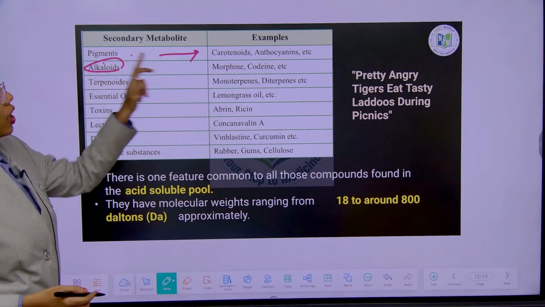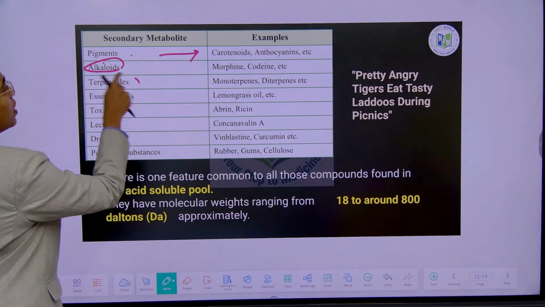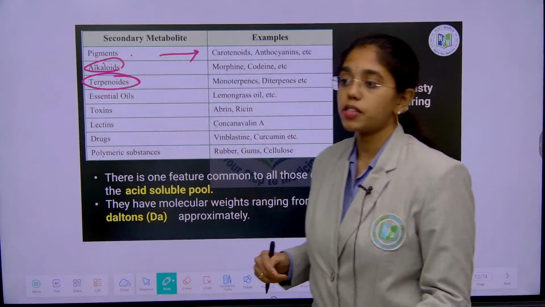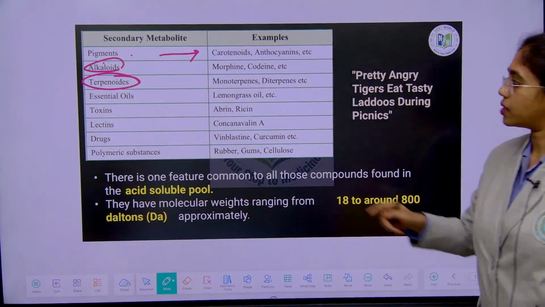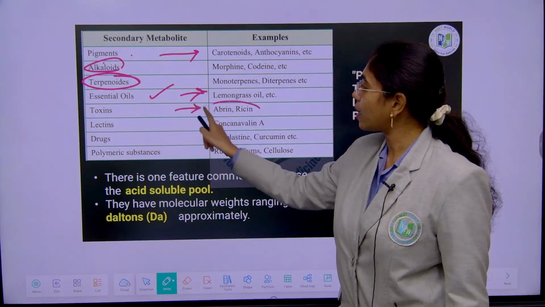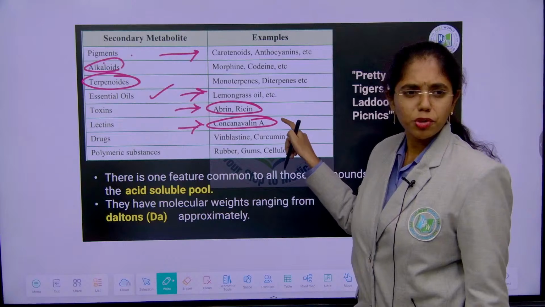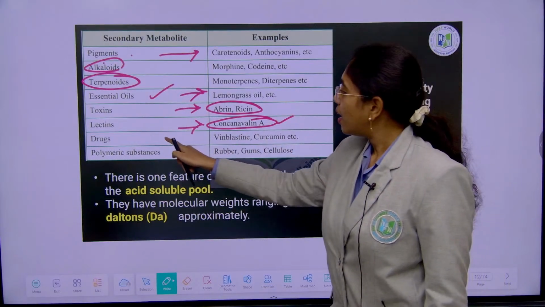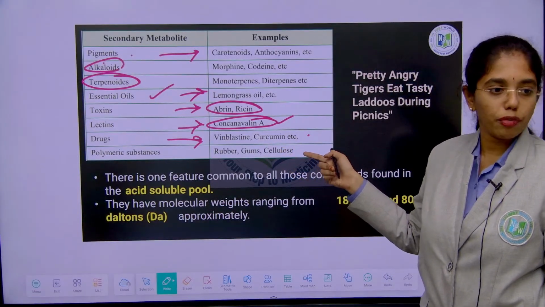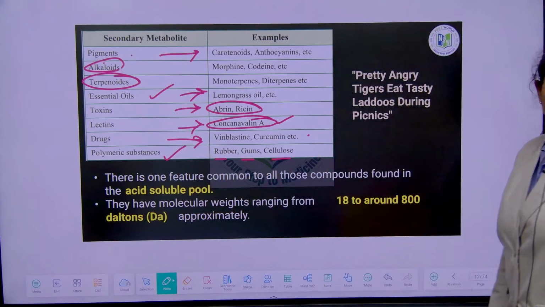Next A, alkaloids include morphine and codeine from your biology in human welfare. Next, terpenoids include monoterpenes, diterpenes, sesquiterpenes, all these are different types of terpenes. Next, essential oils, lemongrass oils, toxins, abrin and ricin, lectins, concanavalin A, might be a two to three times asked question. Drugs, vinblastine and vincristine, curcumin. Next, polymeric substances like rubber, gums and cellulose.